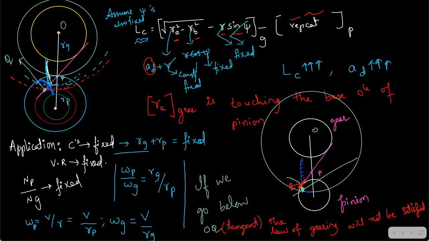Kindly make a correction. This length of path of contact is actually for the gear. This length of the gear is called the path of approach, and you have to add it, not subtract. I have written subtract. This is called the path of recess. Recess means it is leaving. Path of approach means it is approaching that point. So it is the summation of path of approach and path of recess.